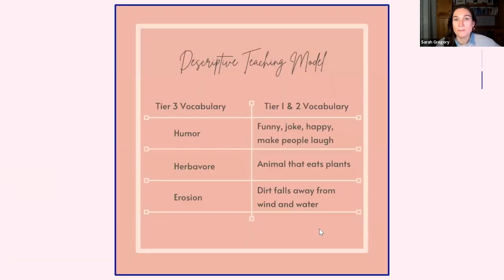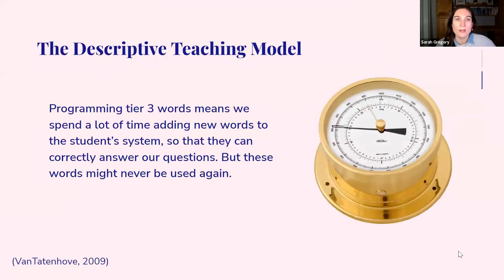Here are some examples of these tier 3, higher level academic words, and the tier 1 and 2 vocabulary words that we can use to describe them. Instead of saying humor, we can say funny, joke, happy. Instead of herbivore, we could describe it as an animal that eats plants. Instead of erosion, we can talk about how dirt falls away from wind and water. If we focused on programming in tier 3 words, we're going to be spending a lot of time on programming. And I imagine that none of you have additional time to spend programming devices.